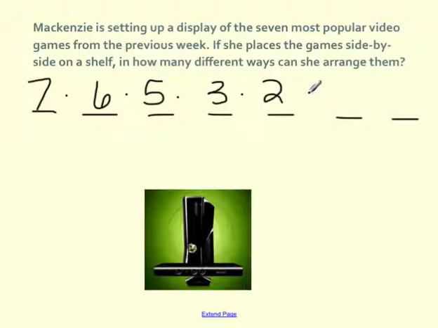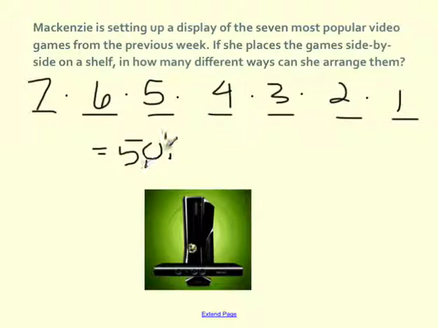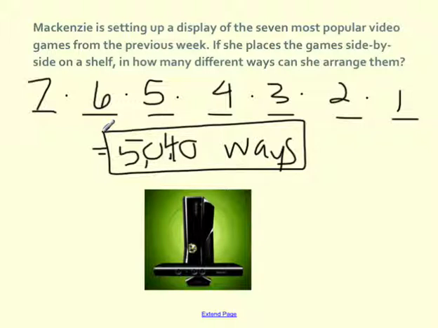Oops, I forgot 4. Apparently 4 doesn't exist in my world. I'm multiplying all the way down to 1. So I'm taking 7 times 6 times 5 times 4 times 3 times 2 times 1, and that's going to be equal to 5,040 ways. So that's how many different ways we can arrange things on a shelf if there are 7 objects.